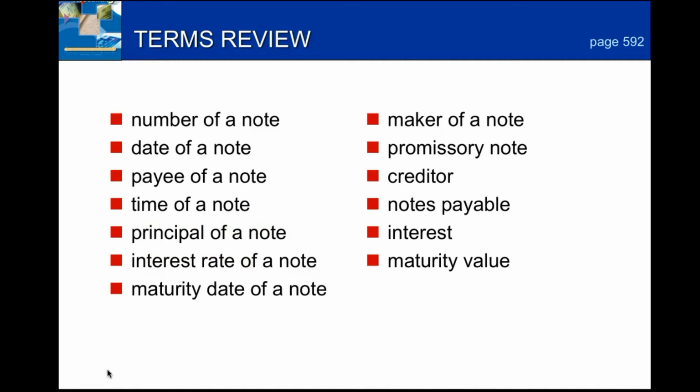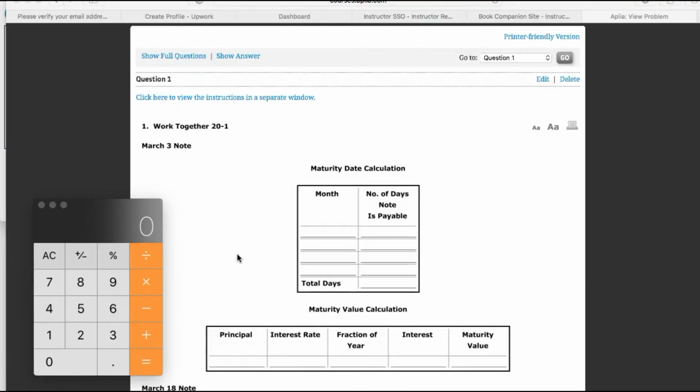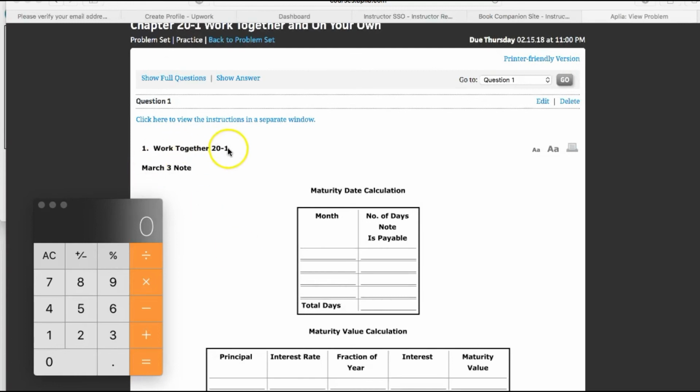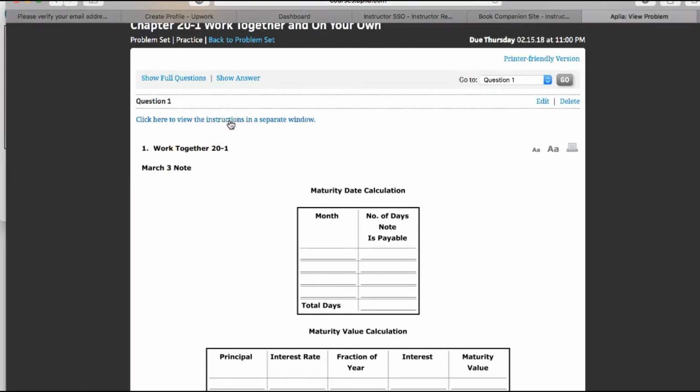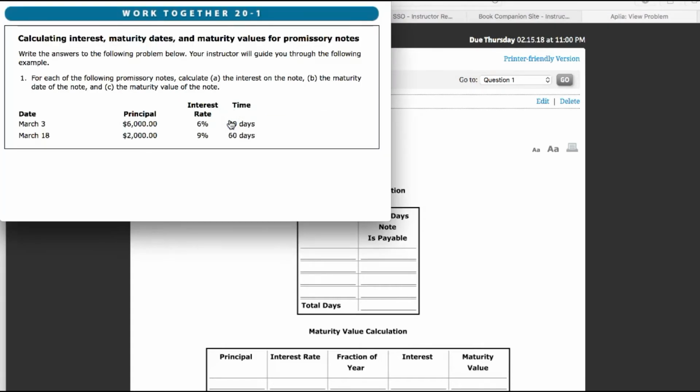So let's go ahead and open up Aplia and do our work together 20-1. Okay, so I've got work together 20-1 opened. Let's open up our instructions. We're going to be calculating interest, maturity dates, and maturity values for promissory notes. For each of the following promissory notes, calculate the interest on the note, the maturity date of the note, and the maturity value of the note. So first we're going to do March 3rd, with a principal of $6,000 and an interest rate of 6%, and the time is 90 days.